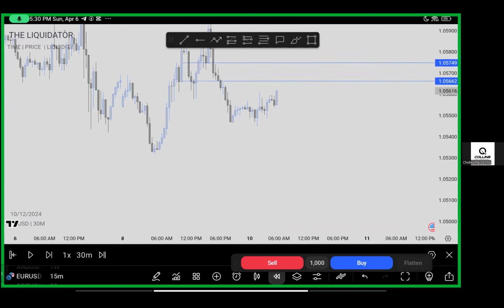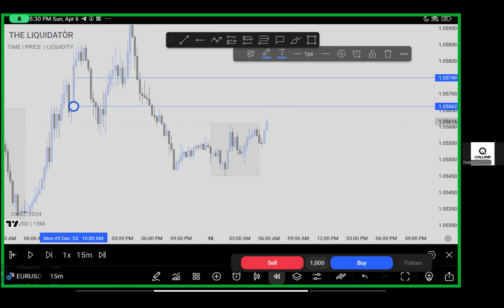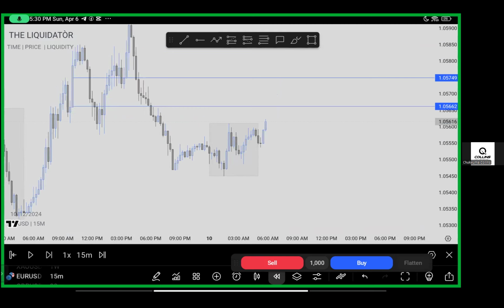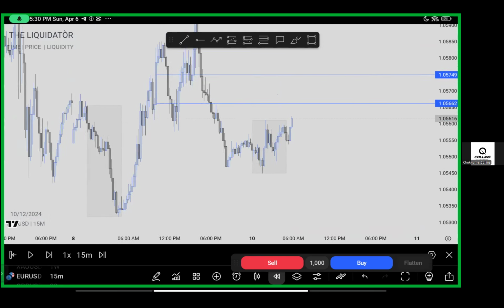Now we wait for confirmation on any of this. If price gives us confirmation here, we take the trade from here. If price gives us confirmation from here, we take the trade from here. So now we'll be targeting this low, right? So any of these POI, that's what we're going to be looking at for now.